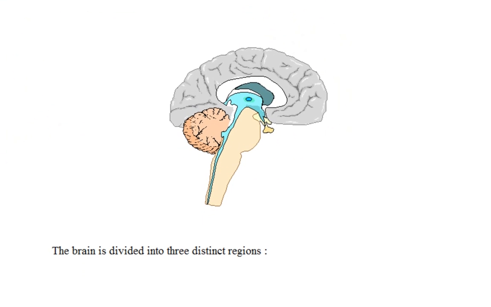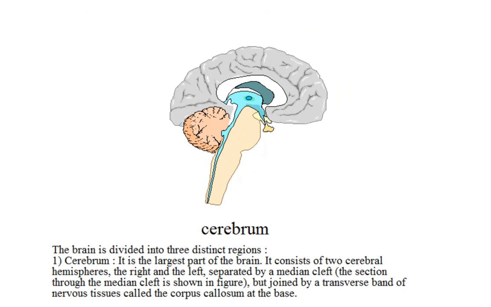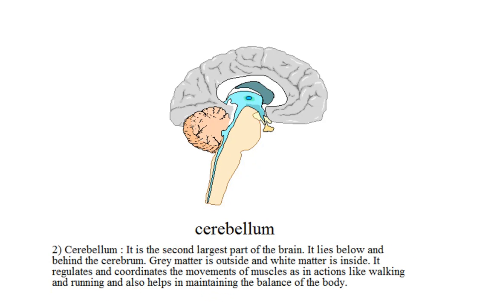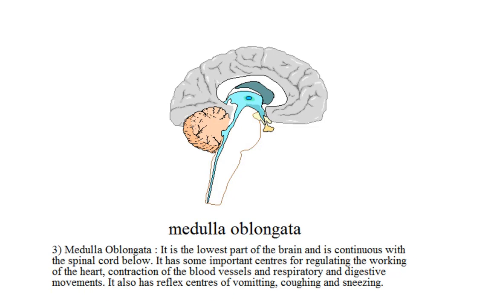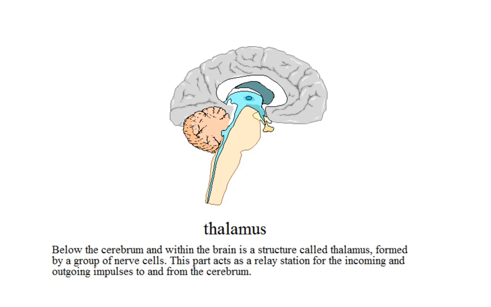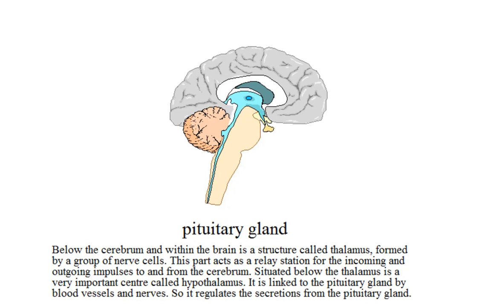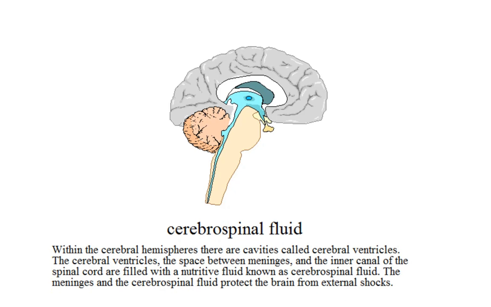Brain. Cerebrum, cerebellum, medulla oblongata. Thalamus. Hypothalamus. Pituitary gland. Cerebrospinal fluid.